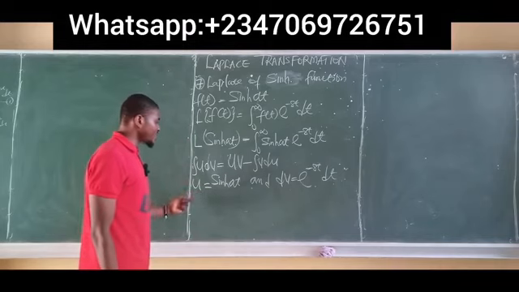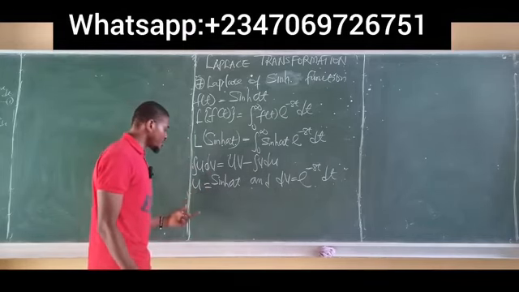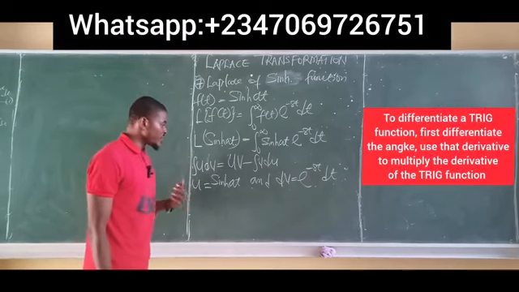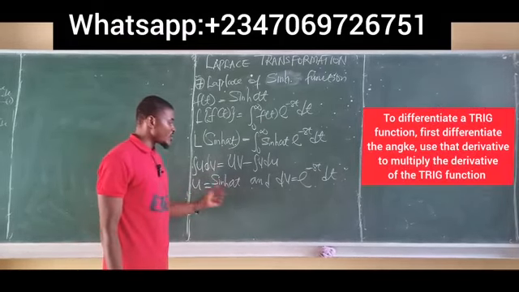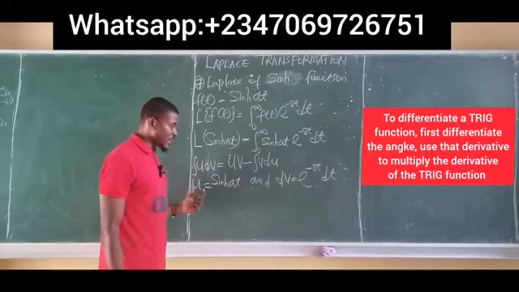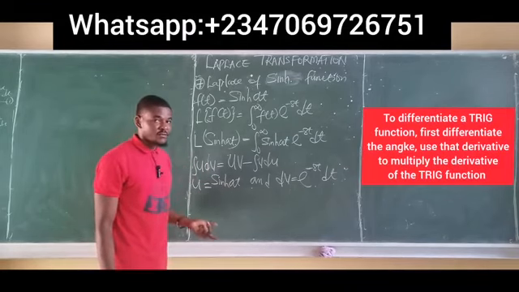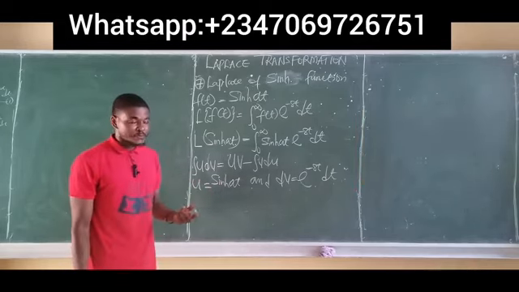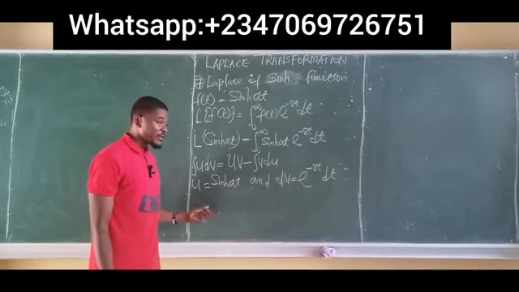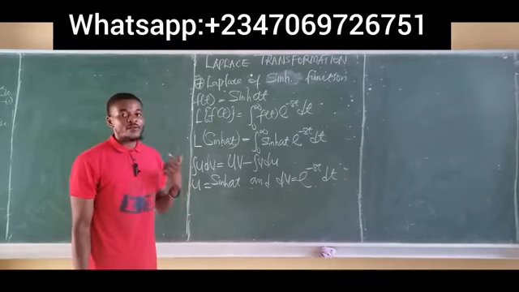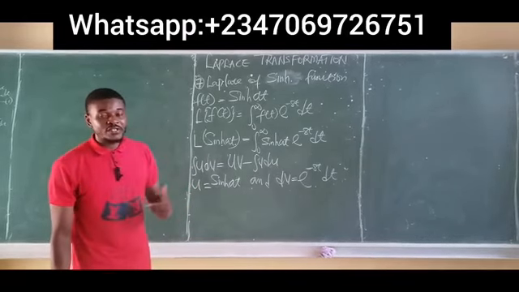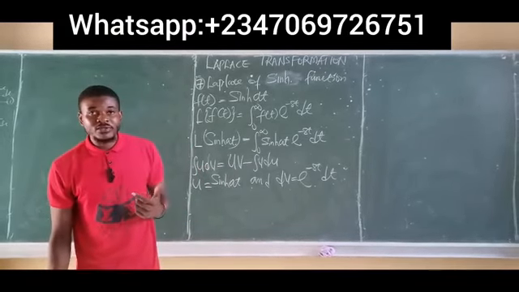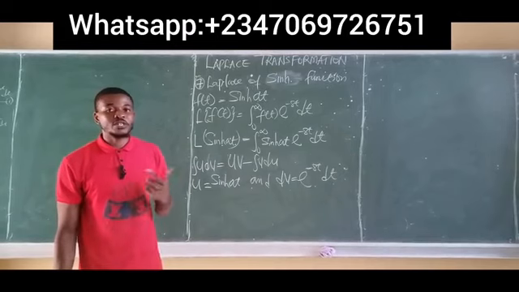To find du simply means differentiate the value of u. So u is sinh at. Now to differentiate a trigonometric function, the first thing to do is differentiate the angle, use that derivative to multiply the derivative of the trig function itself. Now you have to be very careful in this case. This is a hyperbolic trig function. So if I differentiate sinh, I'm simply going to have cosh. The same thing happens if I differentiate cosh. Instead of having minus sinh, I will simply have plus sinh, because the derivative of a hyperbolic function remains positive, it doesn't change.